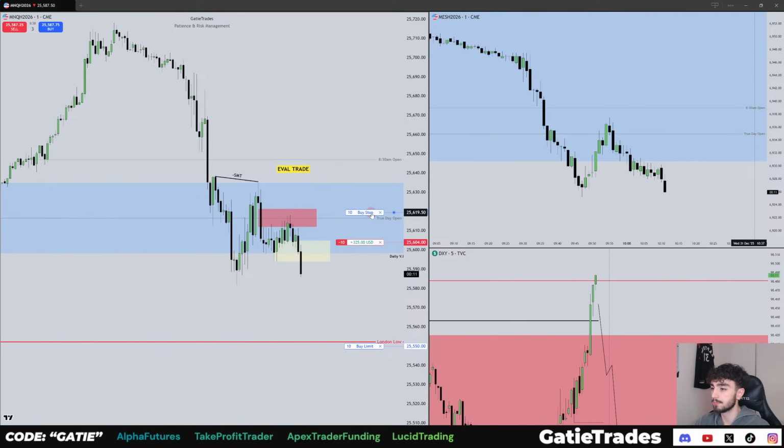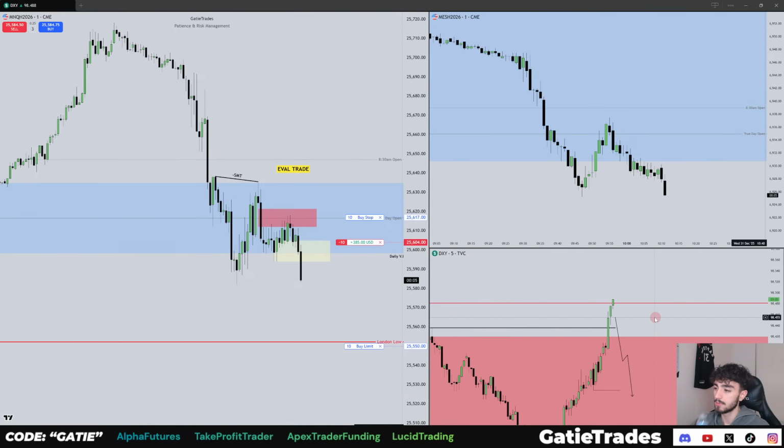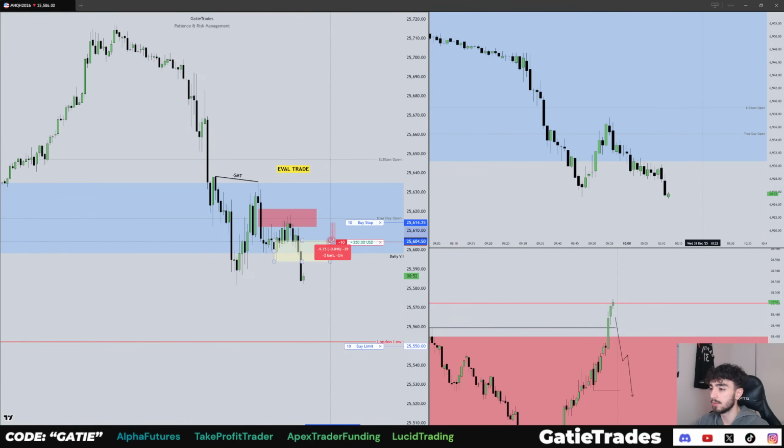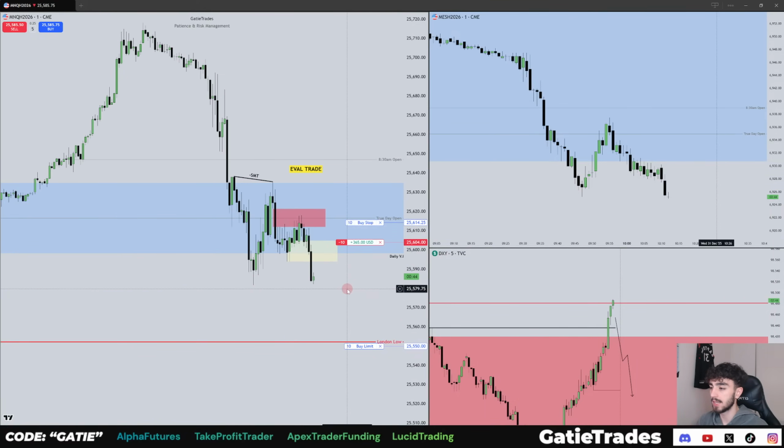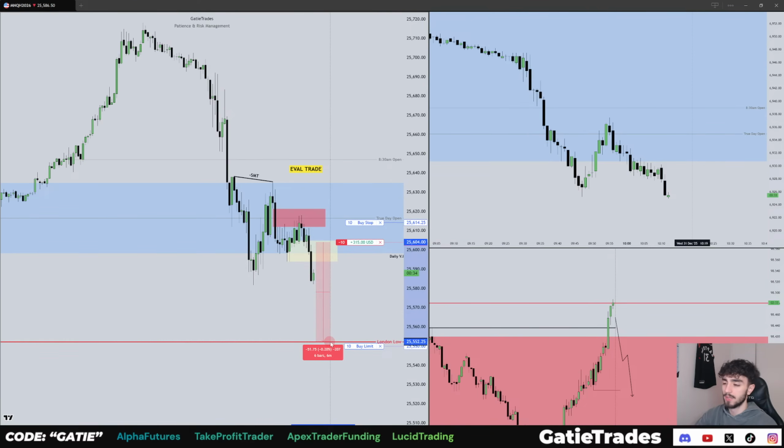Pull the stop to 617. There's some free fall. I mean, really, you can go stop at 614. So there you go. We're not risking much now. Could pyramid into this trade, maybe on the mitigation here or the fair value gap. For an eval, we'll do it. I wouldn't pyramid here on a funded because it's low of day. You want to be pyramiding at low of day.